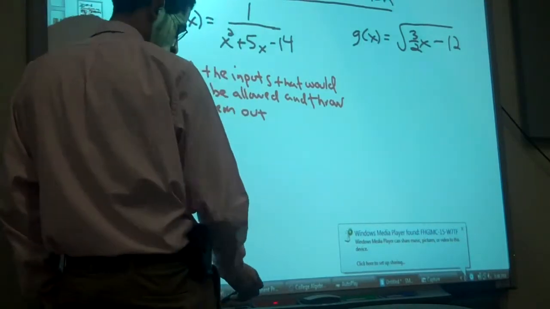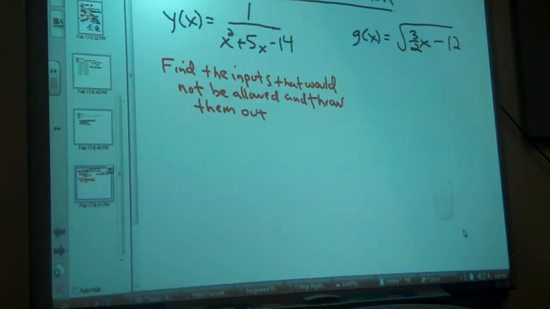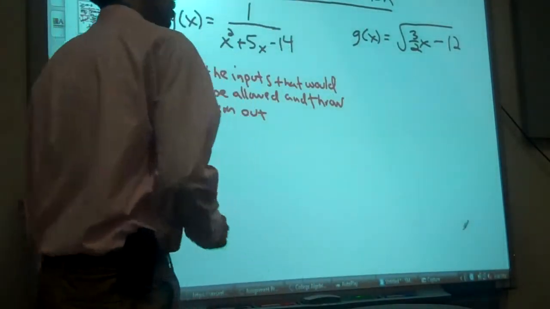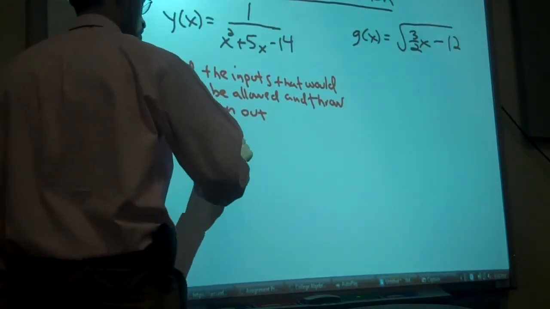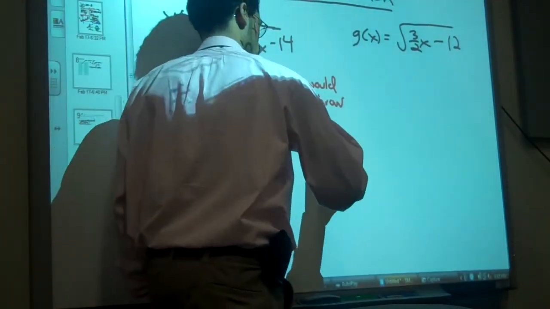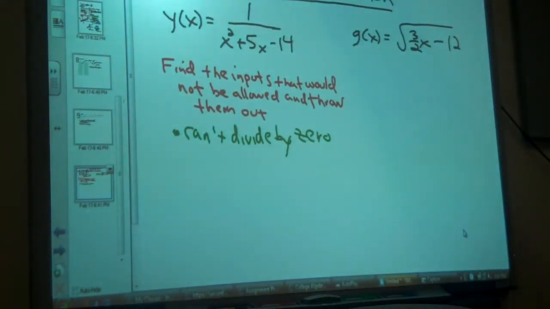What do you mean, not allowed? If you have a fraction, what are you not allowed to do? Can't have 0 on the bottom. Can't divide by 0. Anything that makes you divide by 0, you have to avoid it. So you go find out what makes that denominator 0.